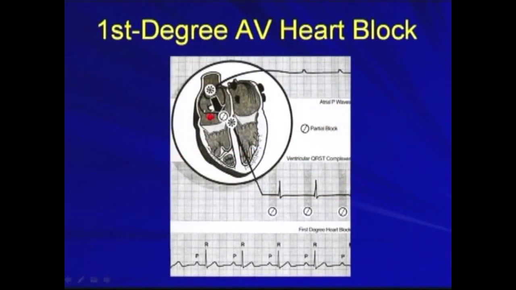This is another example of first degree AV heart block. You see here, the PR interval is more than 200 milliseconds, constituting a first degree heart block.